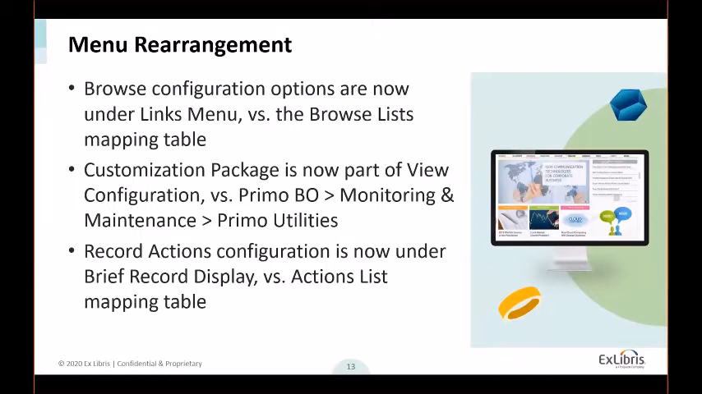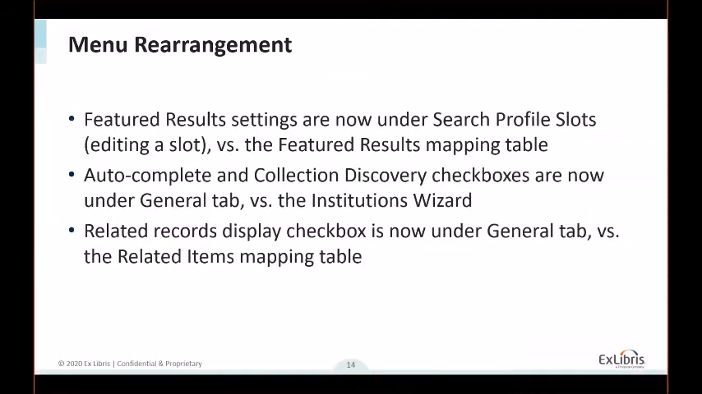The record actions ribbon configuration is now under the brief record display tab, as opposed to the actions list mapping table in Primo backoffice. The featured result settings are now under edit profile slot in the search profile slots tab, as opposed to the featured results mapping table in Primo backoffice. The autocomplete collection discovery checkboxes are now in the General tab, as opposed to the Primo backoffice institution wizard. Also, the related records display checkbox is now in the General tab, as opposed to the related items mapping table in Primo backoffice.